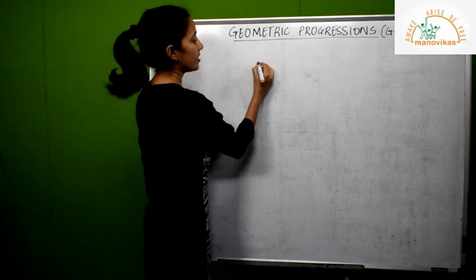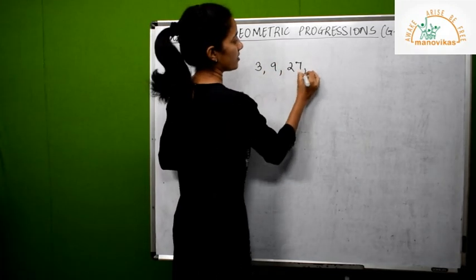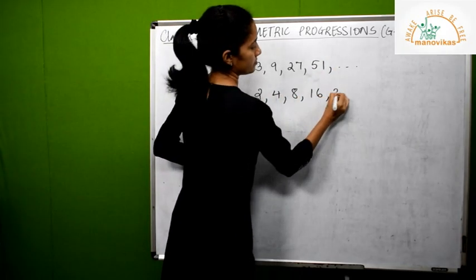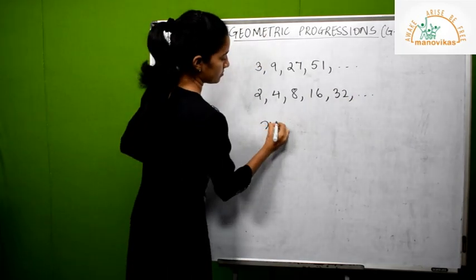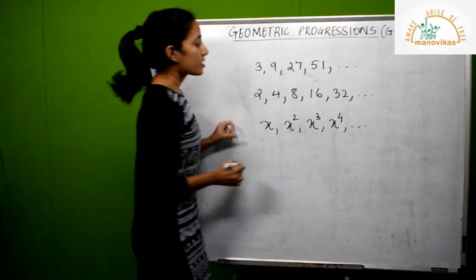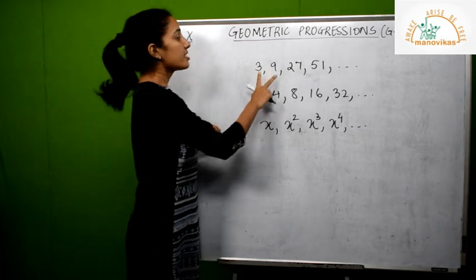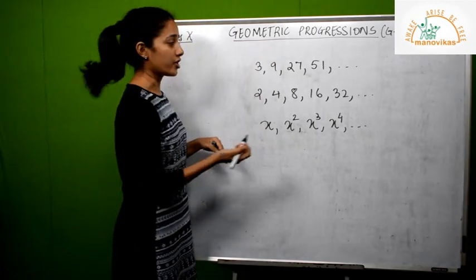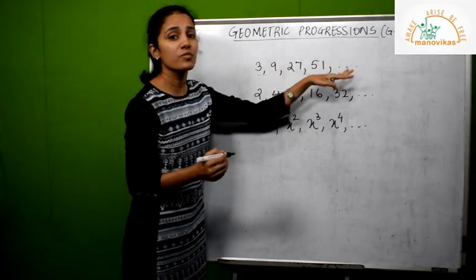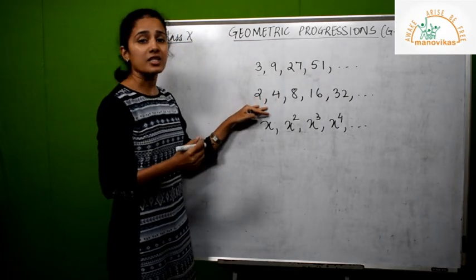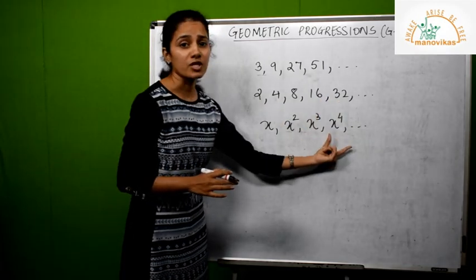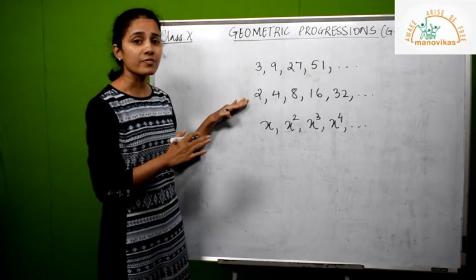You have three sequences, say 3, 27, 2, 4. Consider these three sequences. Now when I said that a geometric progression is not an arithmetic progression, it means that if we take the difference between these two, we see that the difference is not the same throughout. Similarly, in the next sequence as well, the difference between these two terms is not the same. Same for this one. So these sequences are not arithmetic progressions.